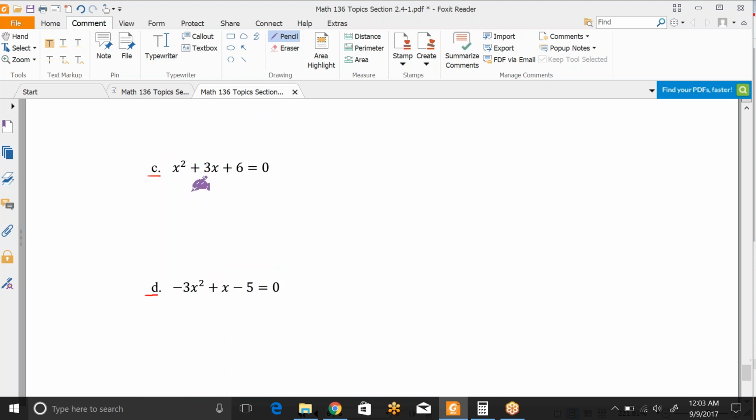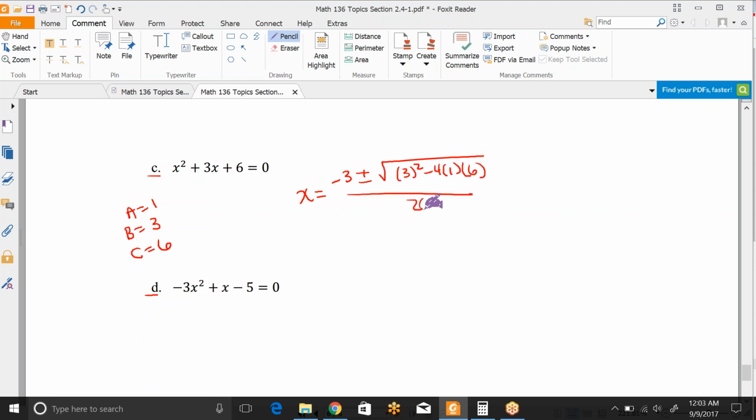So this is already set up in standard form, so it's ready for the quadratic formula. So we let A, remember, be the first term, so that's 1. B is in front of x, that's 3. And C is the last term, which is 6. So this is x equals negative b plus or minus the square root of b squared minus 4ac, all over 2a. Working out the inside, that's 9 minus 24.